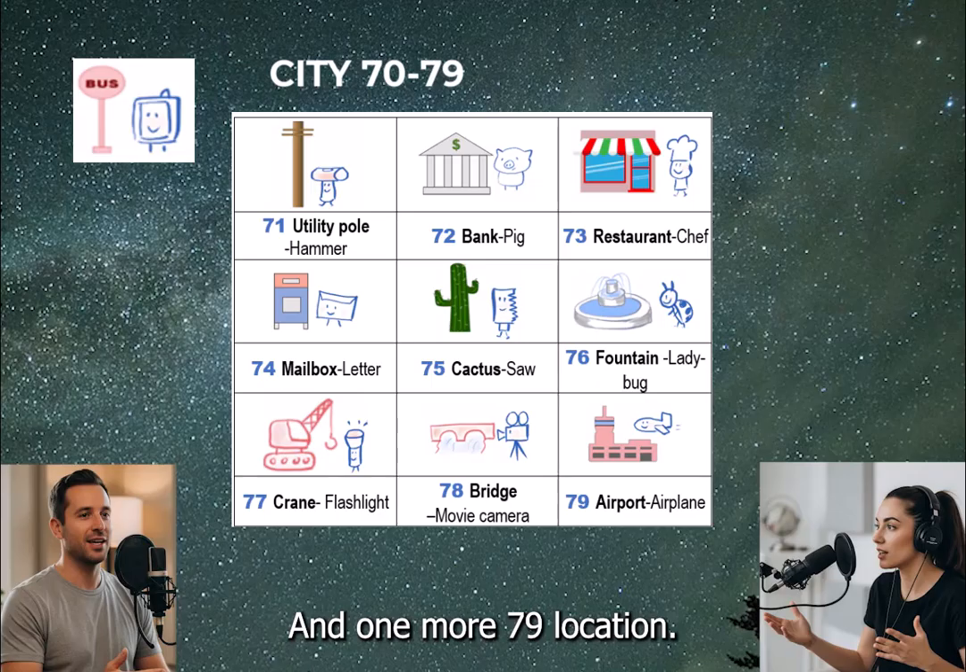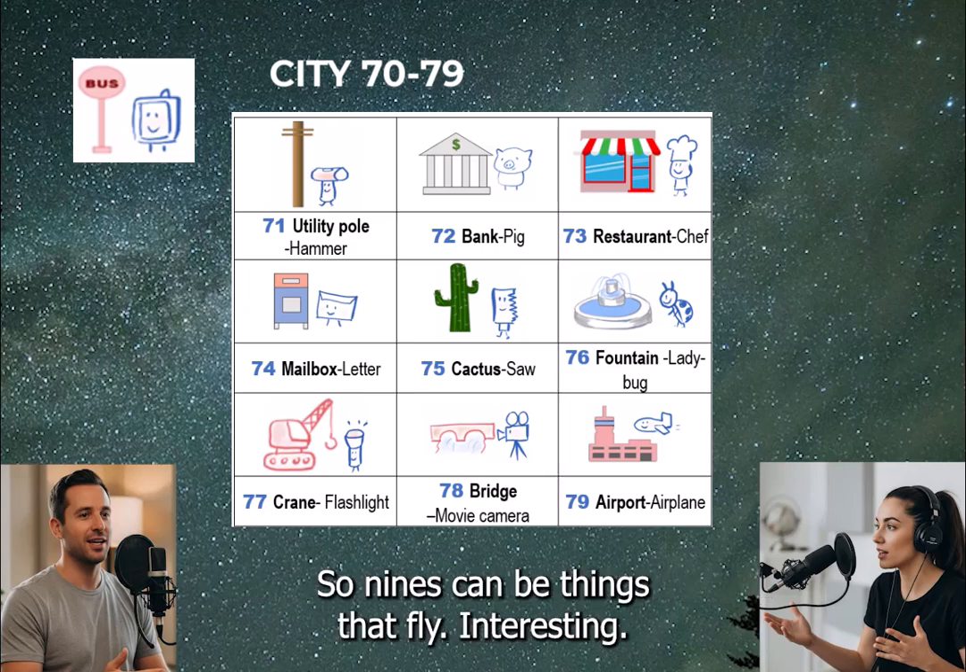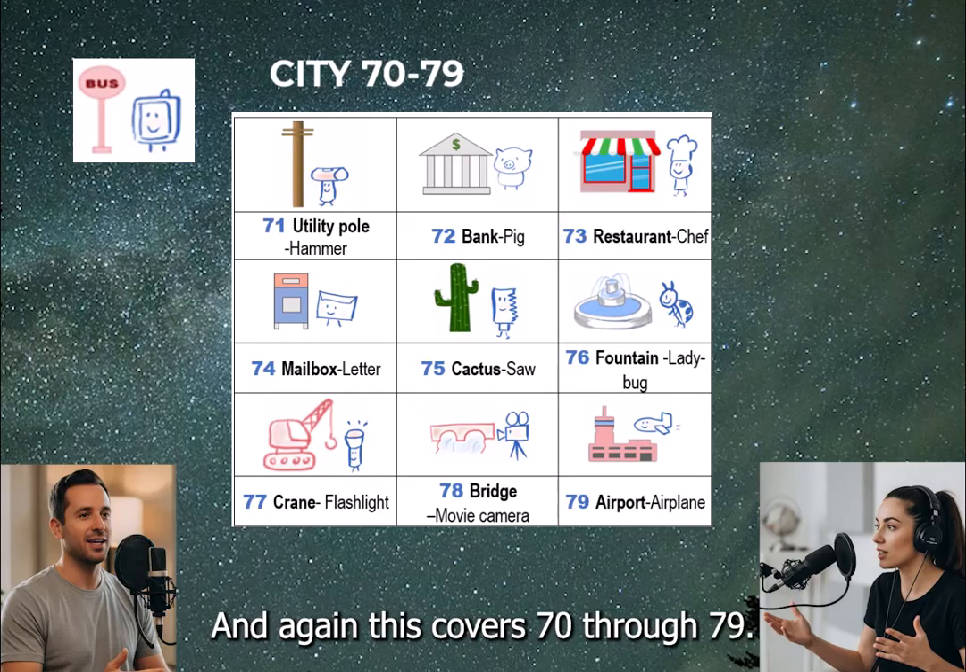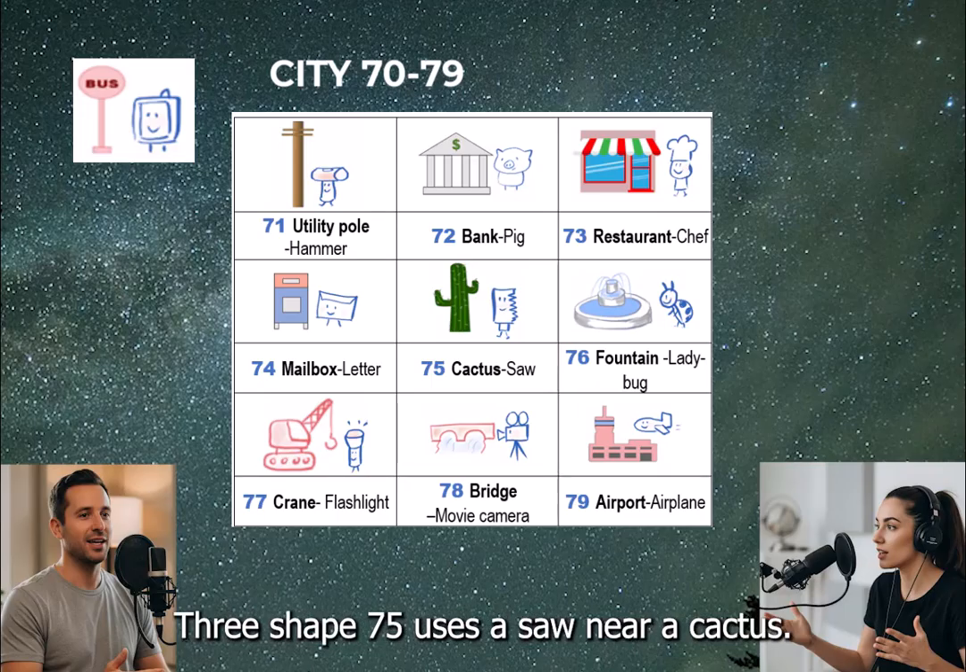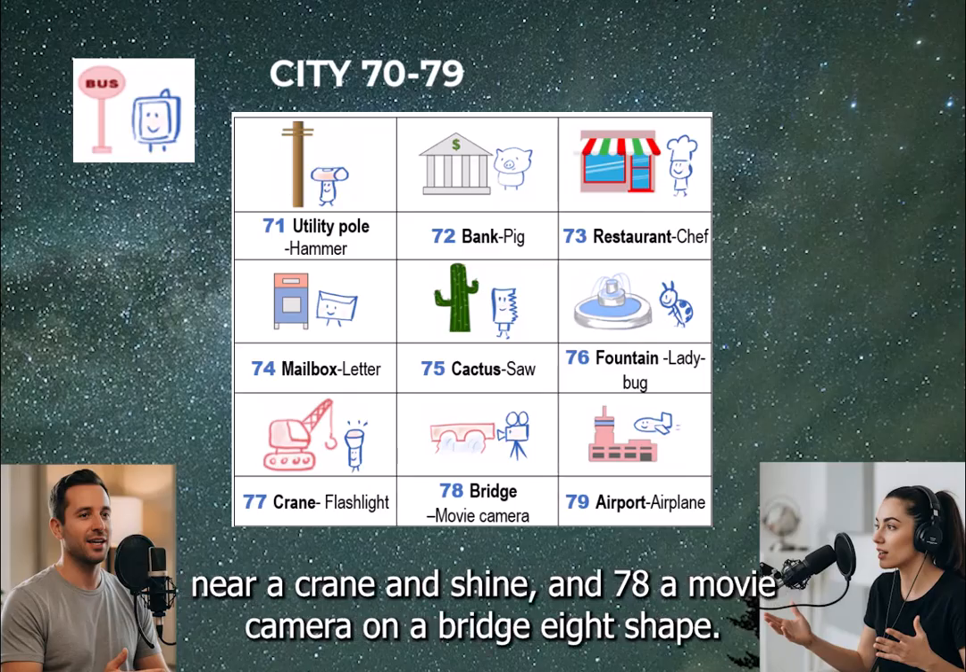And one more. 79. Location, airport, object, airplane. Airport, airplane. That one seems pretty straightforward. Yeah, and the principle given is that it flies. Okay, so 9s can be things that fly. Interesting. And again, this covers 70 through 79. Yes, with similar logic. Like 73 uses a chef at a restaurant, 3 shape. 75 uses a saw near a cactus, sharp quality. 76, a ladybug at a fountain, round shape. 77, a flashlight near a crane, shine size. And 78, a movie camera on a bridge, 8 shape.